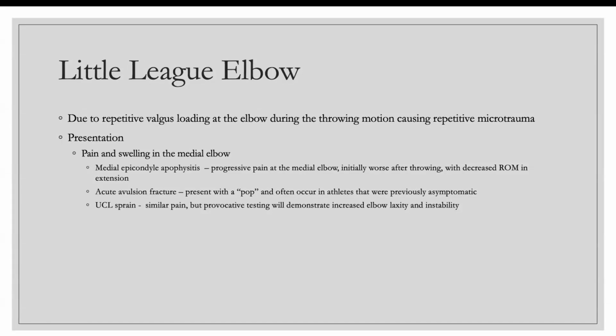Whereas your avulsion fractures are going to be in slightly older kids. They're going to present with a pop, felt at a specific time in their pitching routine, and they're pretty much asymptomatic prior to that point. They too will have some decreased extension in their range of motion. And then the UCL sprain will present with a similar onset as the apophysitis, with slow buildup and maybe a spot of maximal tenderness. They're going to have positive provocative testing, because their elbows will feel lax and unstable, since they're actually injuring the ligament, not just the apophysis.